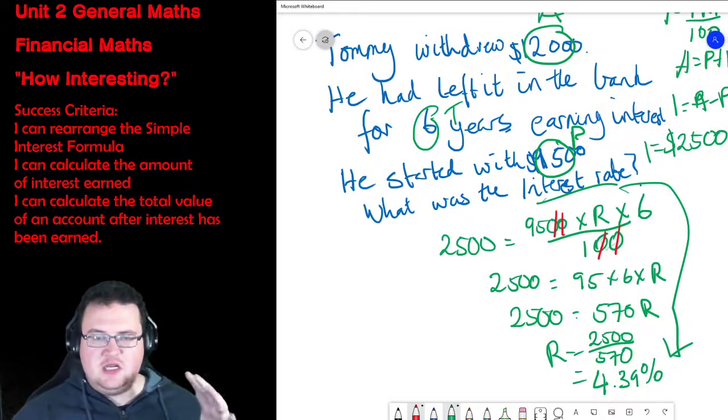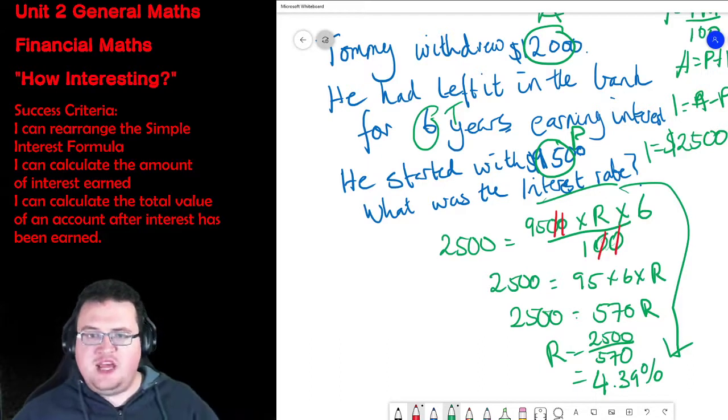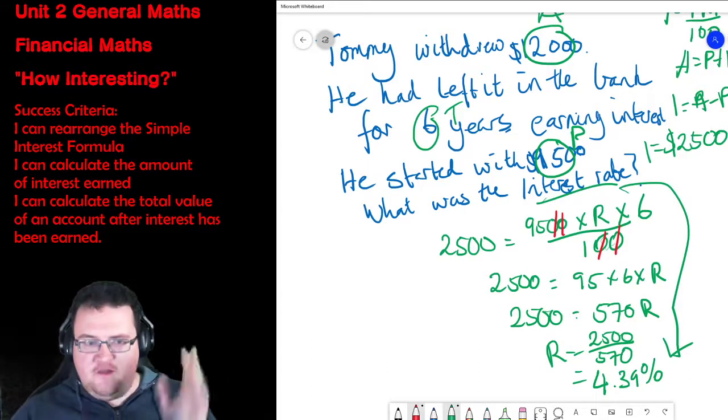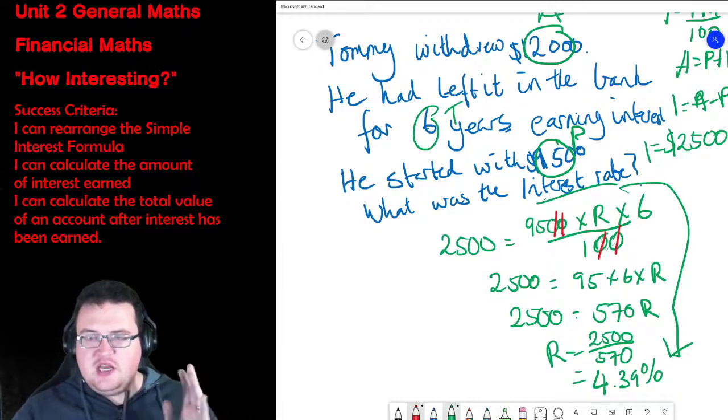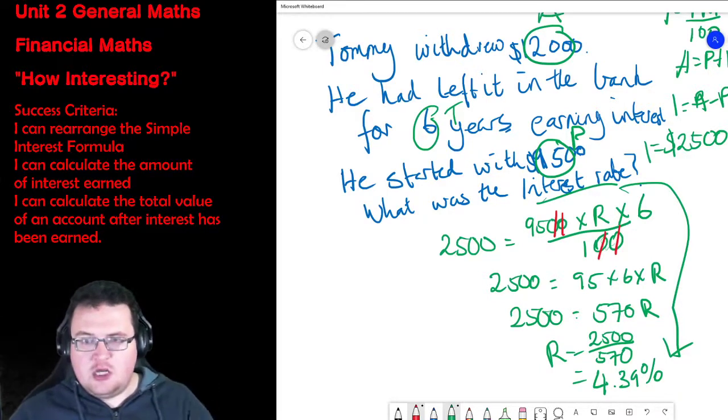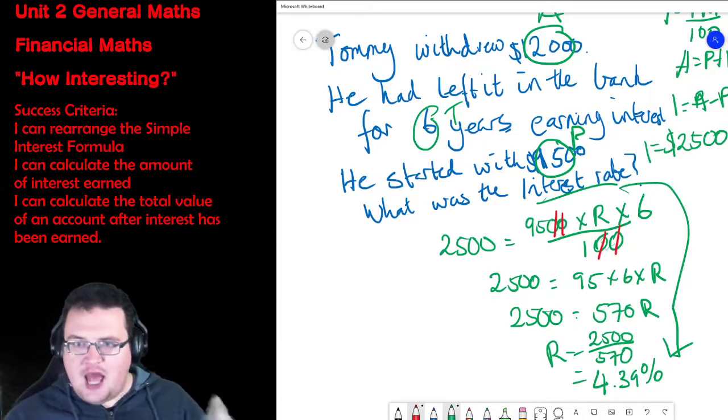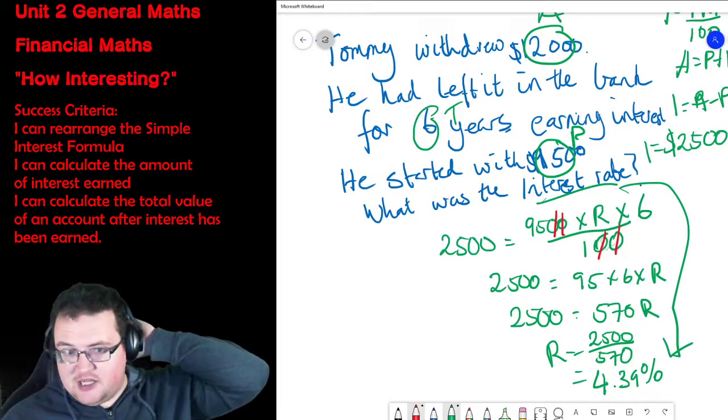So this is the process you're going to need to go through. You'll be given 3 pieces of information and you need to find the 4th. Make sure that you have your 2 formulas at hand ready to go: I equals PRT over 100 and A equals P plus I.